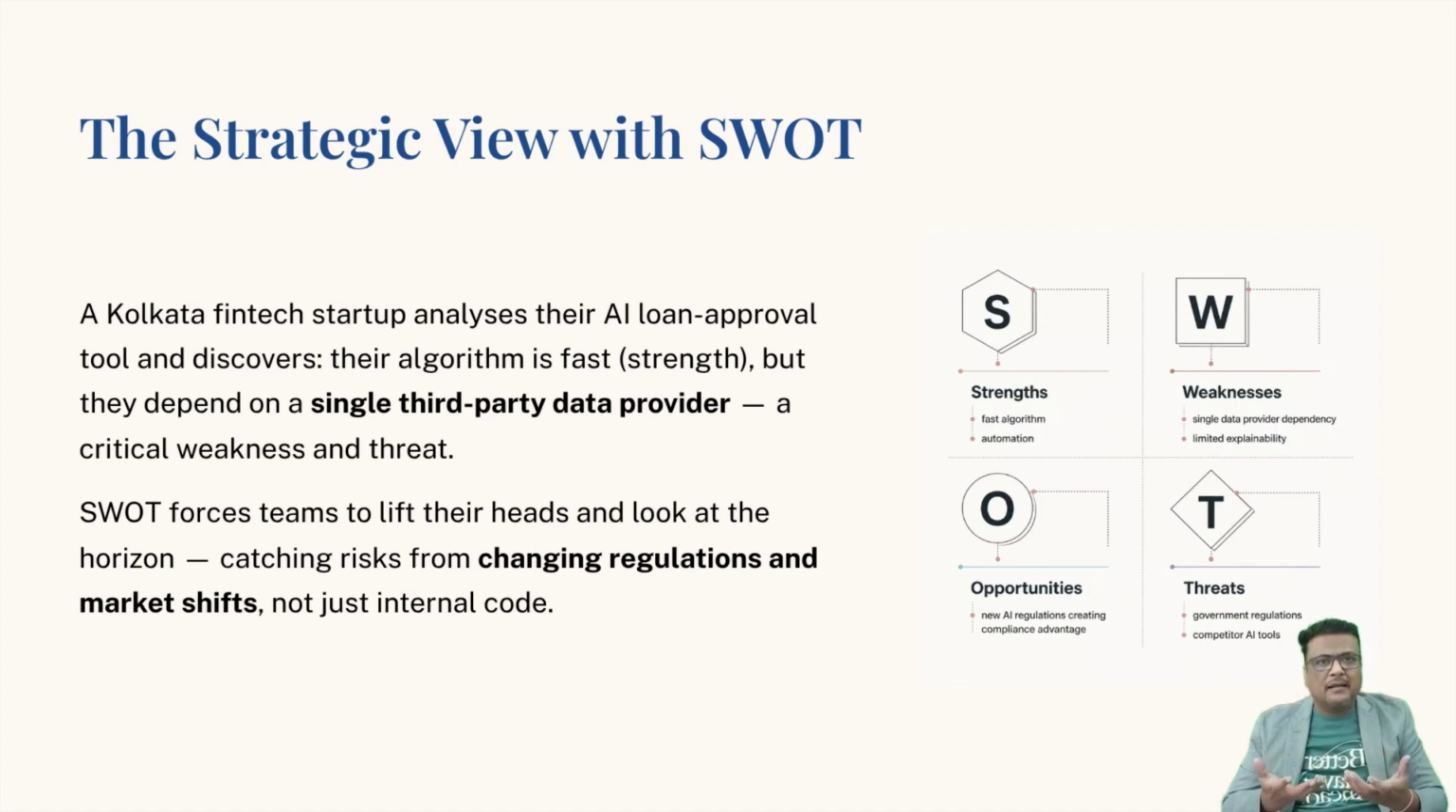They identify that while their algorithm is incredibly fast, a clear strength, they are heavily dependent on a single third-party data provider, which is a significant weakness and a strategic threat. This is a technique used to identify risks by looking at both the internal and external environment. In simple words, it is a high-level check. What are we doing well? Where are we falling behind? What new tech could replace us? And what external regulations might shut us down?